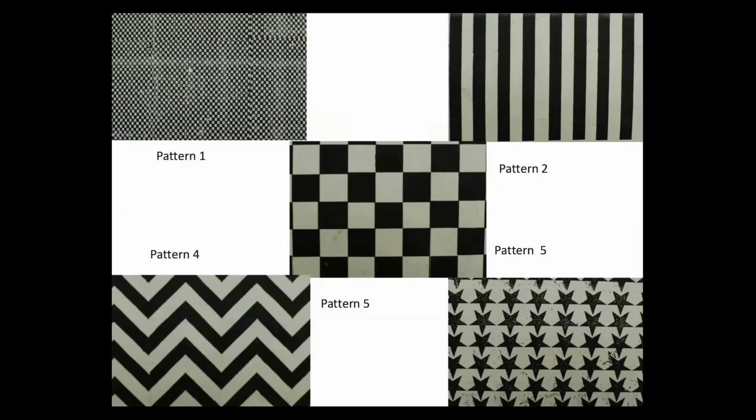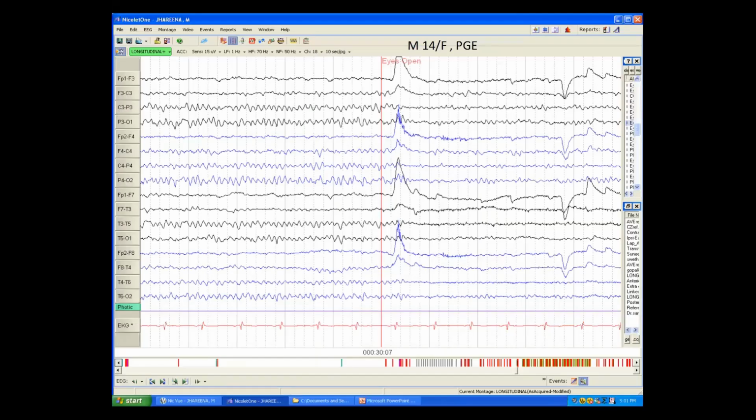So the visual stimulation should not stop with photic stimulation. All PGs should now include the pattern stimulus. On a cardboard, you should have these patterns, and they should be moved in front of the patient's eyes to see whether they elicit any kind of abnormality.